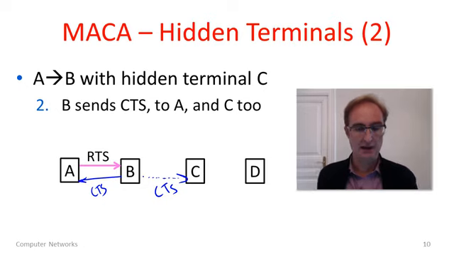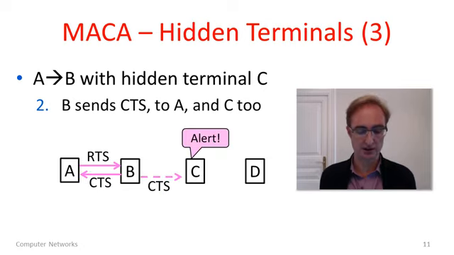Right? Now, C at this stage will say, oh boy, I didn't hear a request to send. So maybe, since you didn't hear that, you didn't know anything was going on. But luckily, C did hear a clear to send. So C knows that something is about to go down, even though it didn't hear the request to send. Here's that picture cleaned up.